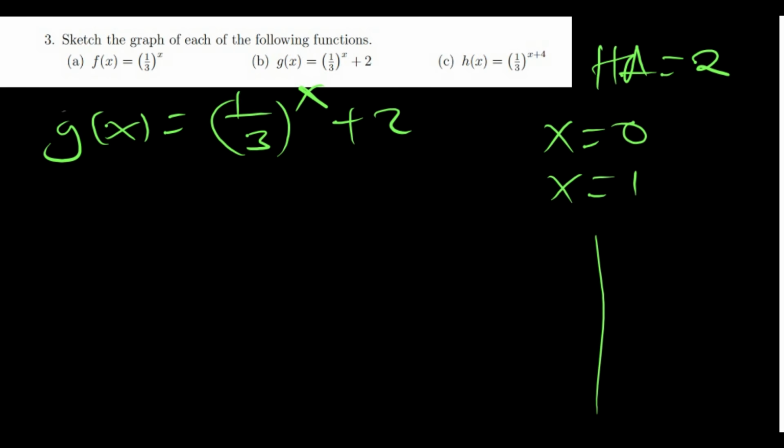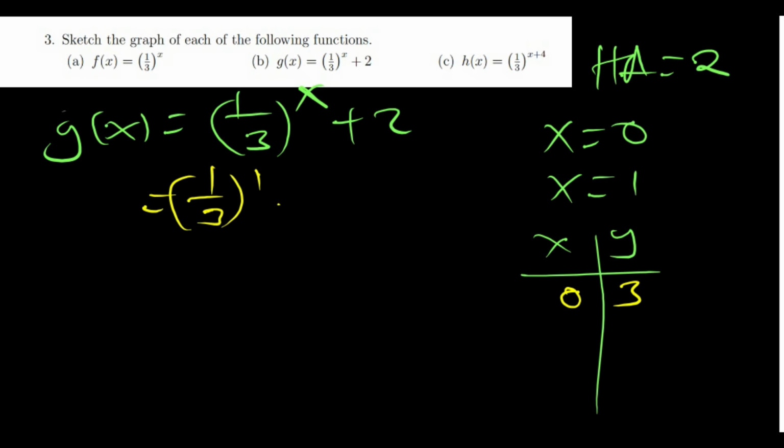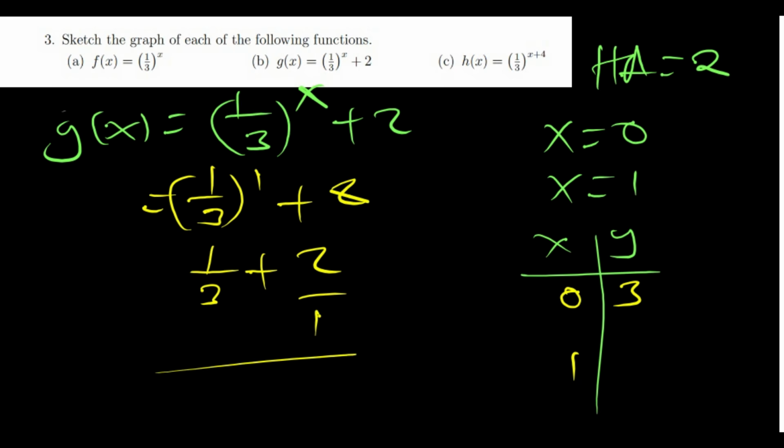Okay, so I'll do this x, y. If x is 0, any number to the power 0 is going to be 1, so 1 plus 2. If x is 0, 1 plus 2 is 3. If x is 1, I'm going to get 1 over 3 plus 2. The common denominator is 3, so 1 over 3 plus 2 times 3 over 3, which is 6 over 3. So I'm going to have 7 over 3. If x is 1, y is going to be 7 over 3.